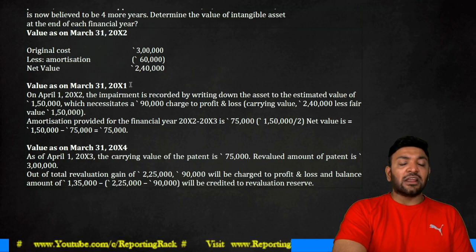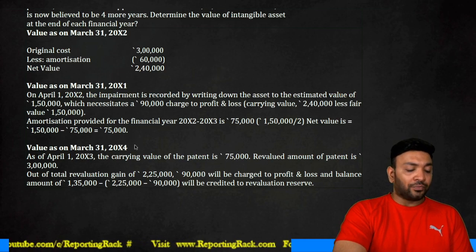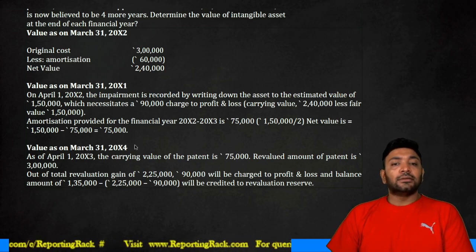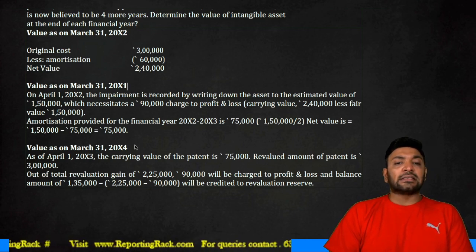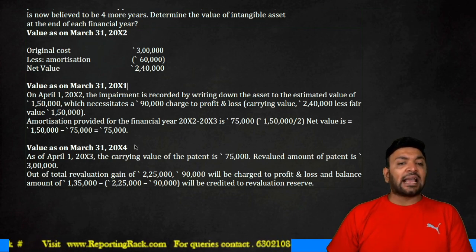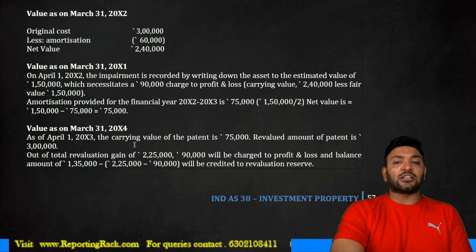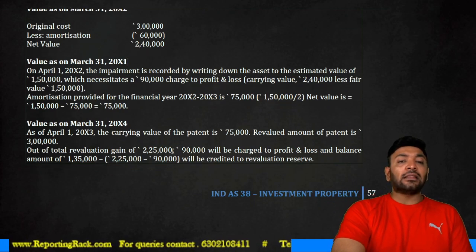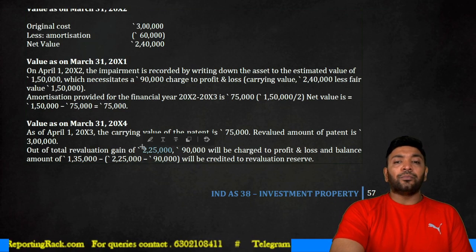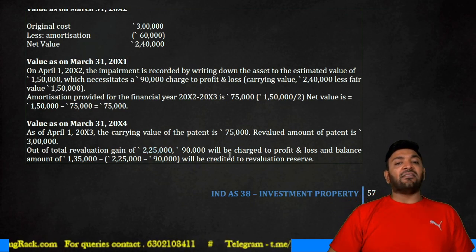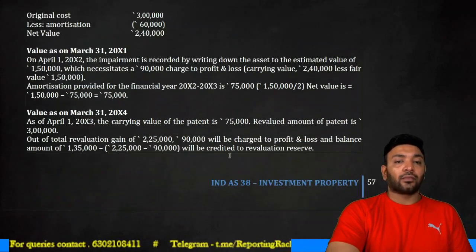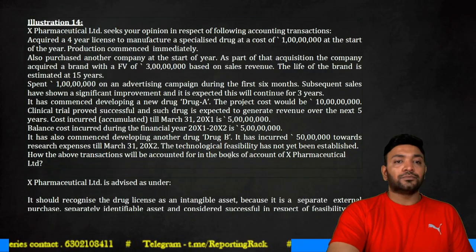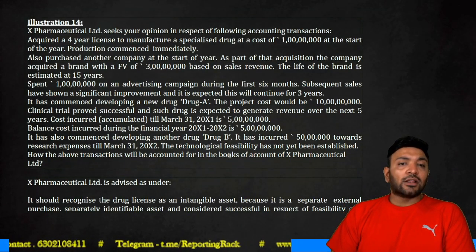This is wrong, guys. This is 31st March 2023. This is 22, this is 23 and this is 24. Please be careful. Written down value of the asset is 75,000. Next year, there is an upward revaluation on the value of the asset, which became 3 lakhs. 1,35,000 will be transferred to revaluation surplus. And after the depreciation of 75,000, the value of the asset will be 2,25,000. Move on to the next one.